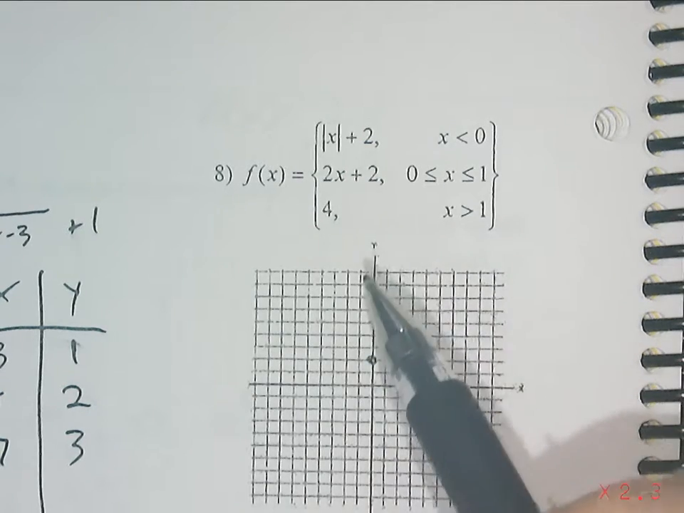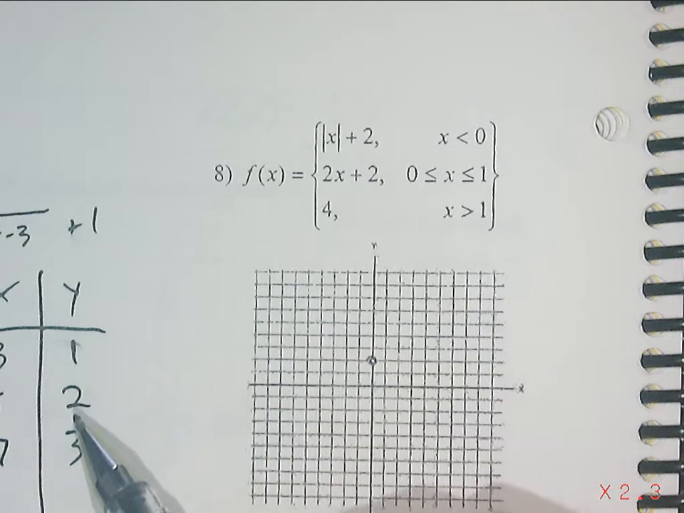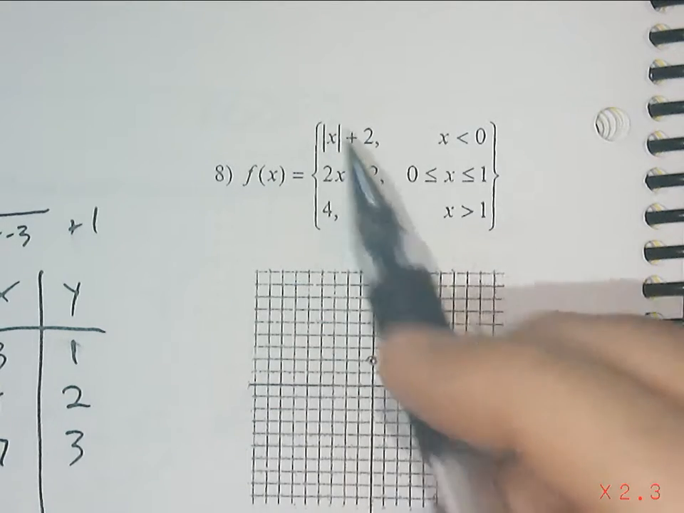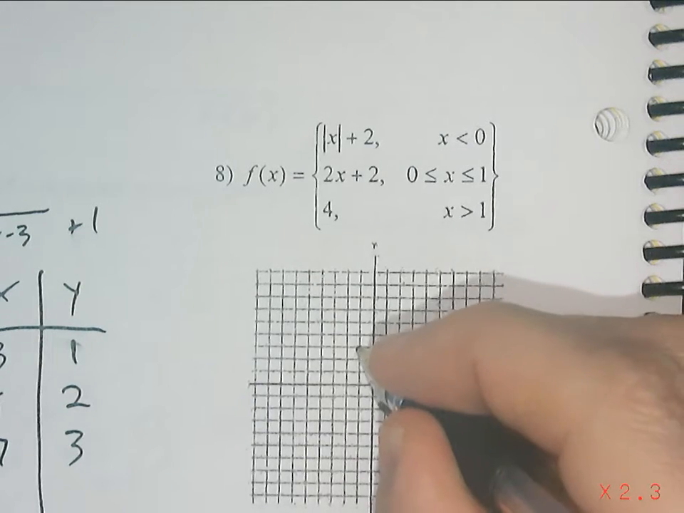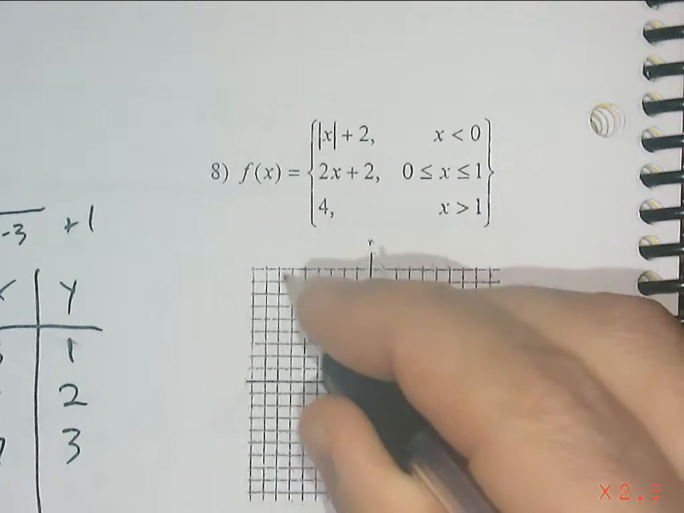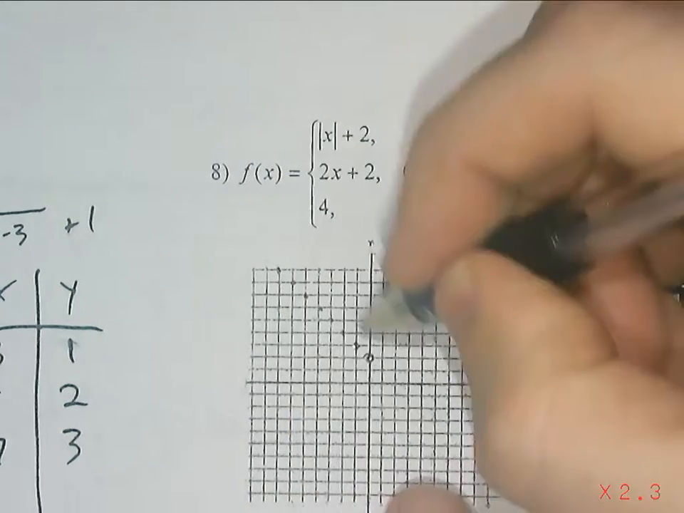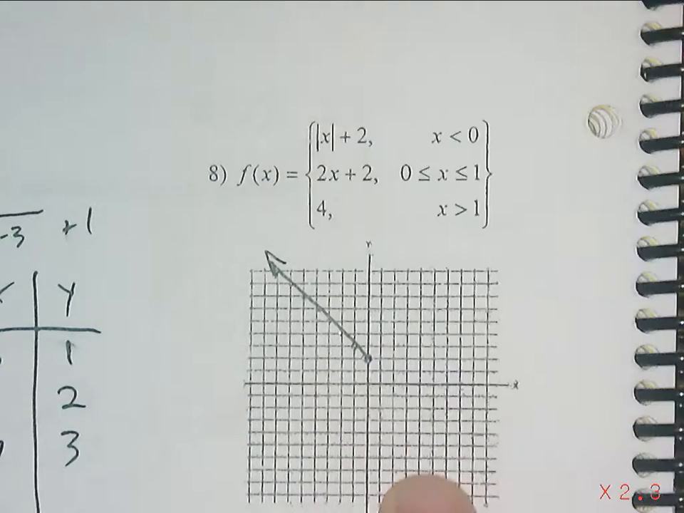Okay, but it's all those values less than 0, right? But it's the absolute value. So -1, absolute value of -1 would be 1. 1 plus 2 is 3. And then so on. It's going to end up going up still because, again, absolute values are always positive. So it just ends up going up anyway. Okay? So there's my first piece of the piecewise function.